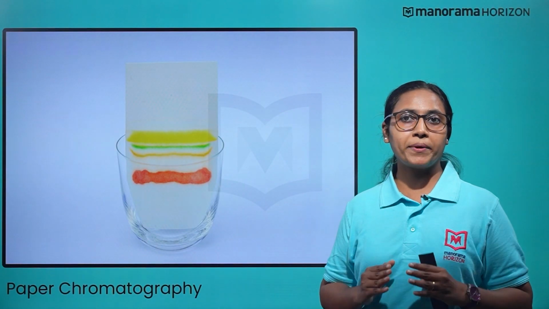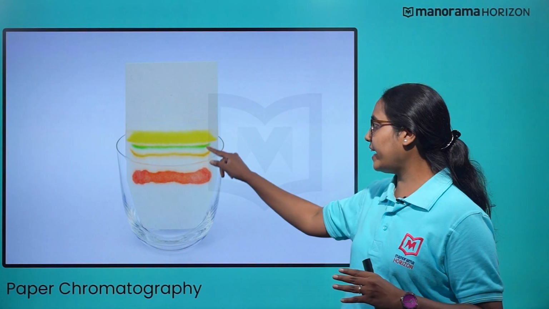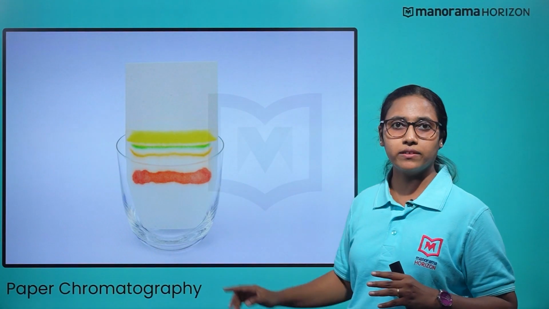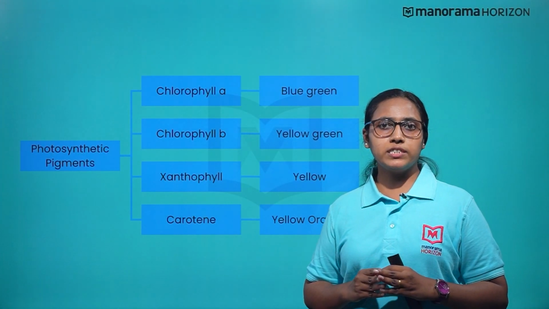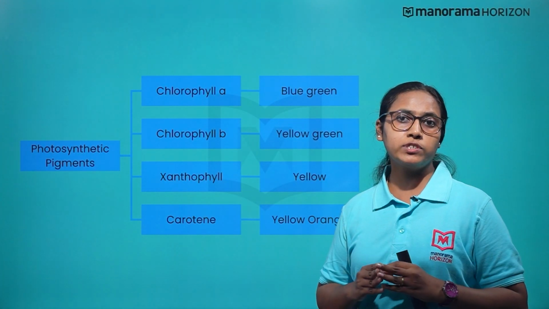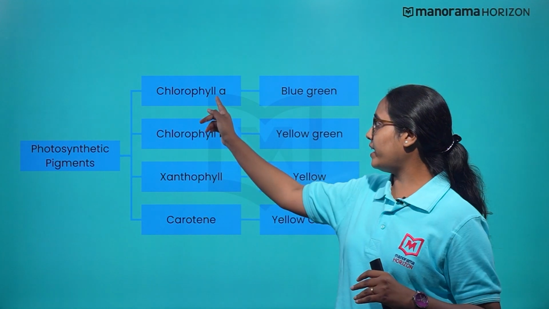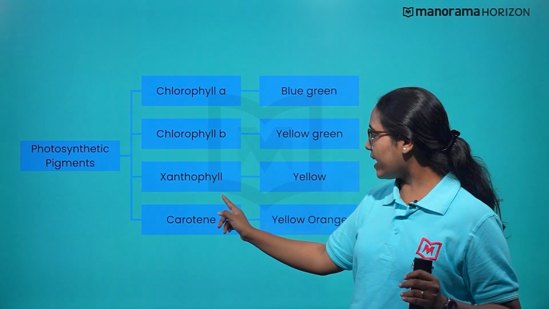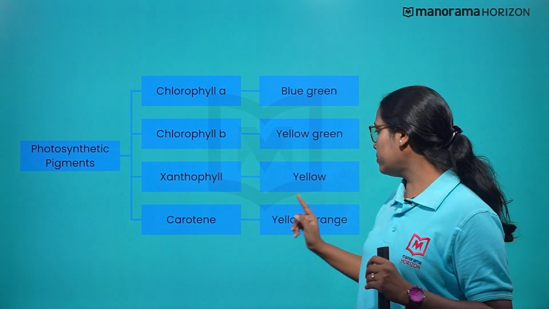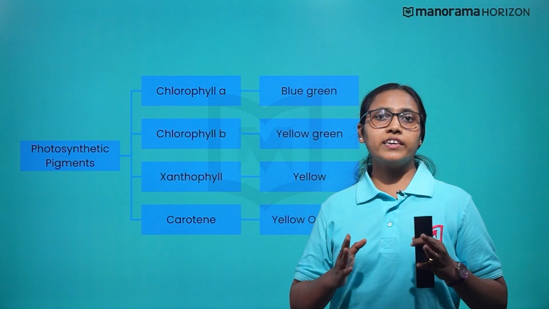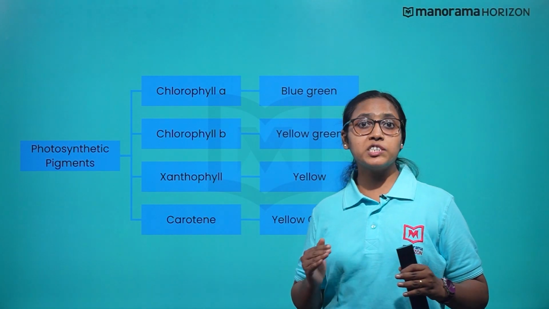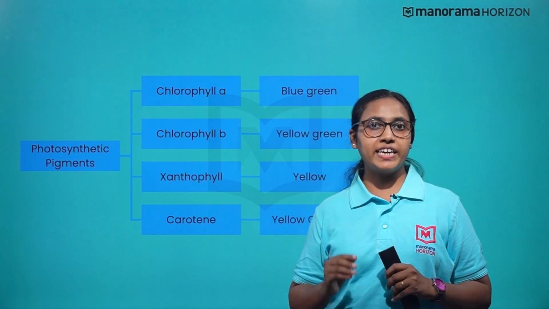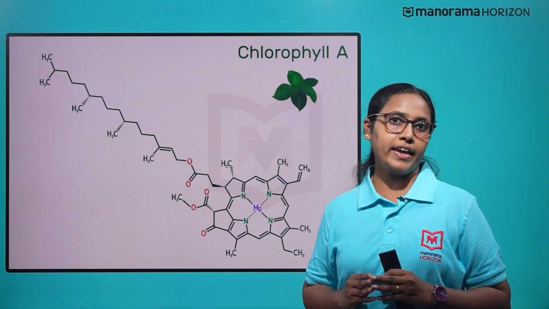The pigments get separated on the paper at different layers. As you can see in this image, the pigment got separated into 4 different layers. Green color is imparted in the leaves by 4 different photosynthetic pigments called chlorophyll A, that is blue-green, chlorophyll B, yellow-green, xanthophyll, yellow, and carotene, yellow-orange. Can you say which among the 4 pigments is present and abundant in all photosynthetic organisms? Yes, it's the pigment chlorophyll A.